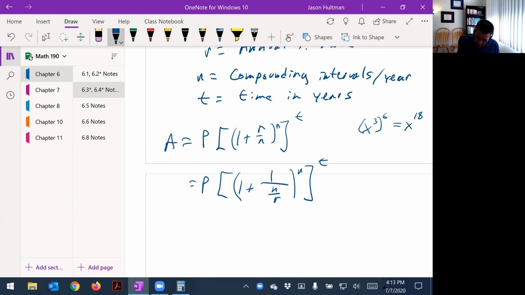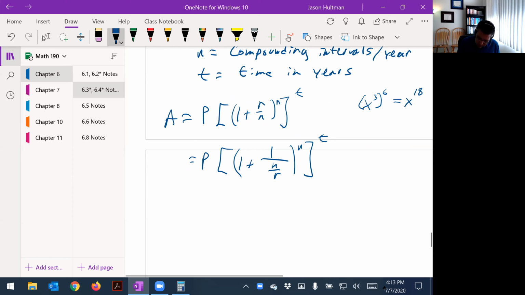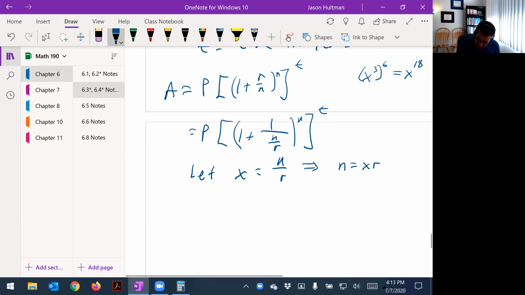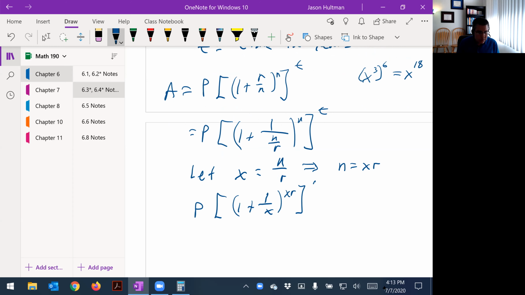So now we're going to let X equal N over R, which implies that N is equal to XR. Does that make sense? So P is equal to 1 plus 1 over X. That's N over R is X. And then what's N? Well, N would have been XR, and then I've got this T on the outside.